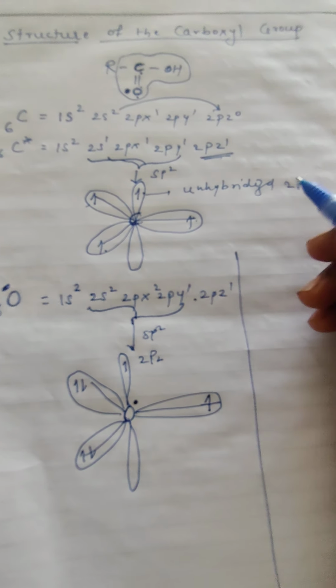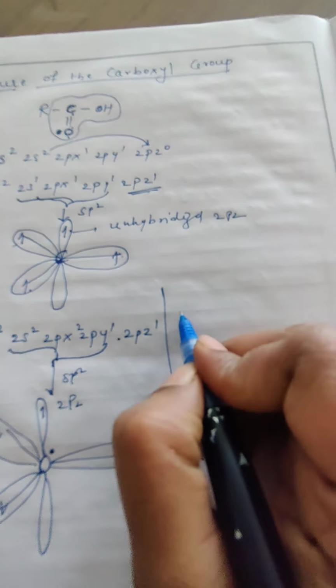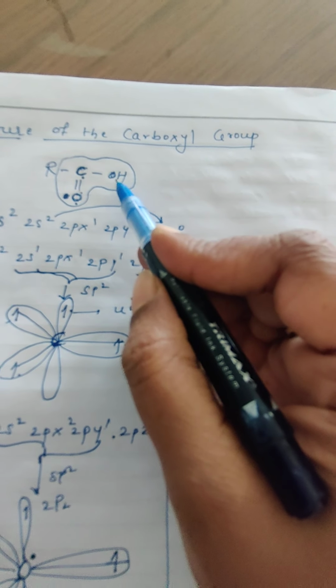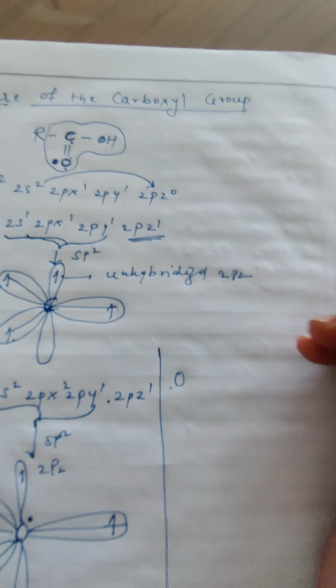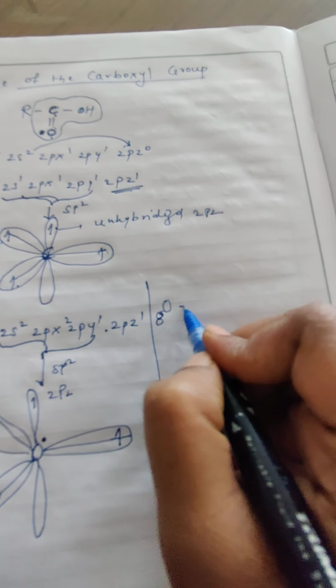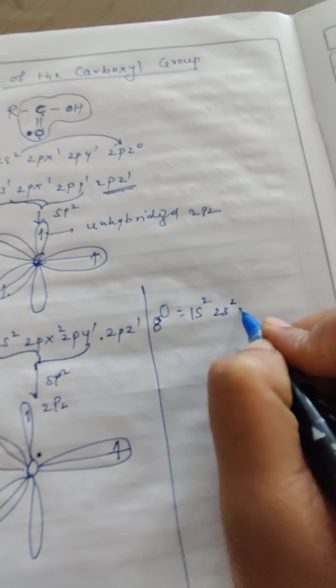Now we are taking the electronic configuration again. This is the oxygen which is attached to carbon with a single bond. So I am writing again oxygen, atomic number 8, and the electronic configuration is like this.